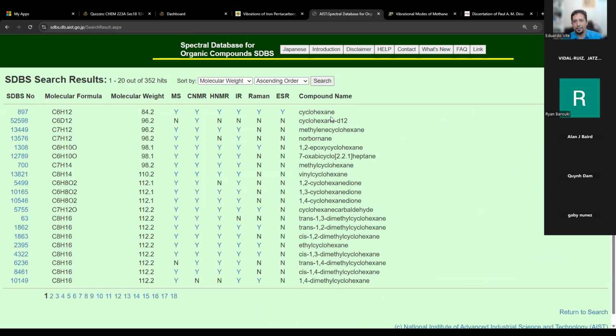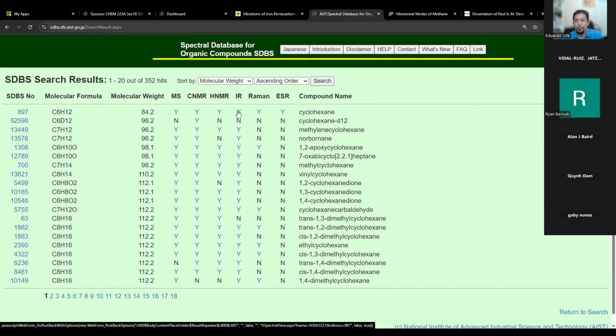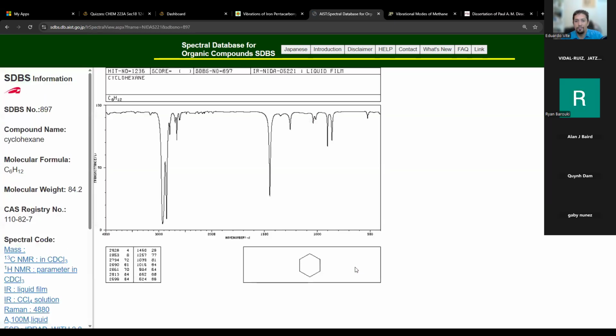All right, so there it is. First result, cyclohexane. Well, cyclohexane is just a ring of alkanes, right? So we should only see alkane CH stretches. And there it is. Look at that. All we see are CH stretches.